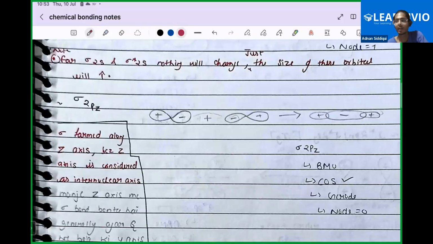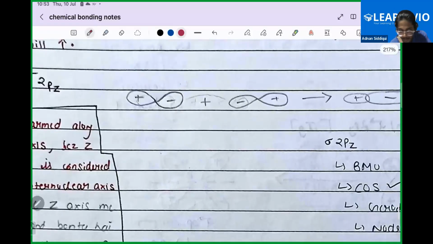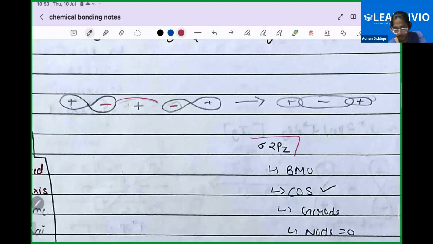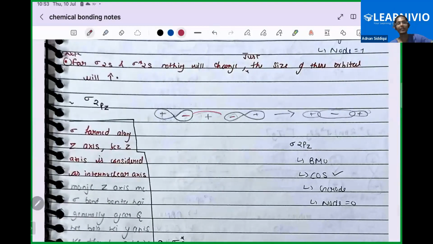But what was the common thing in sigma bond? The overlapping should be head to head, no matter whether it is an s orbital or a p orbital. So in sigma 2pz, these p orbitals are suspended in three dimensions like this, and they are overlapping in a head to head manner. Whatever bond we observe by head to head overlapping is a sigma bond. Here the signs are the same and they are merging, leading to a sigma bond, which is sigma 2pz.